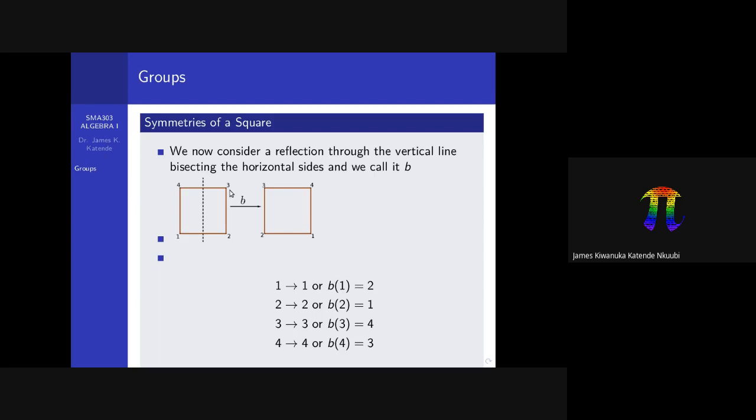So the reflections that will give us a symmetry are the ones, the first one is this vertical line that bisects these horizontal sides. So if you reflect along this line, if this is your mirror line, 3 and 4 will be switched, and also 2 and 1 will be switched, so that 1 will go to 2, and 2 will go to 1, 3 will go to 4, and 4 will go to 3.